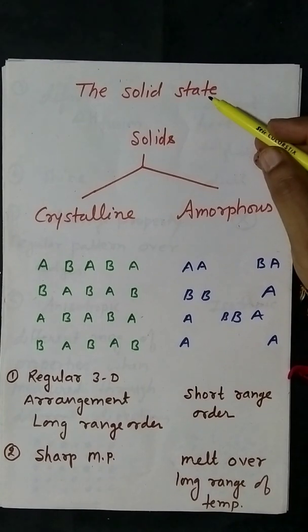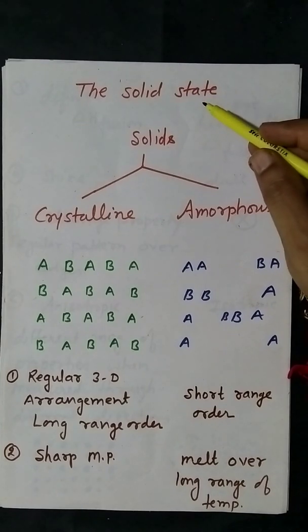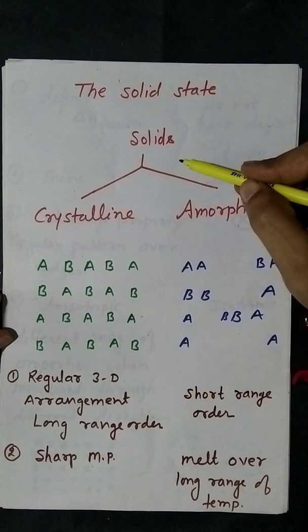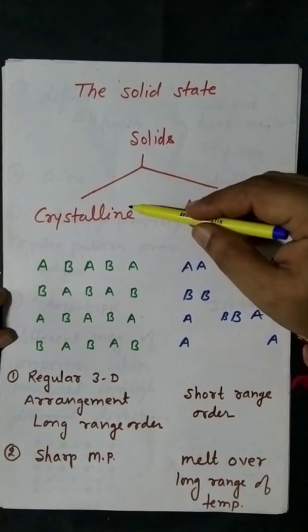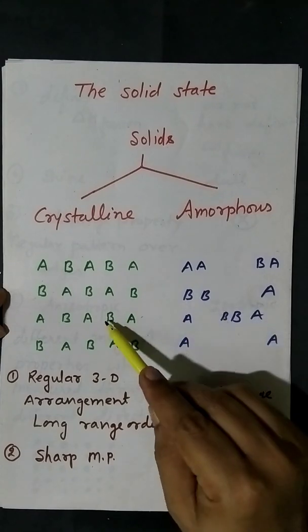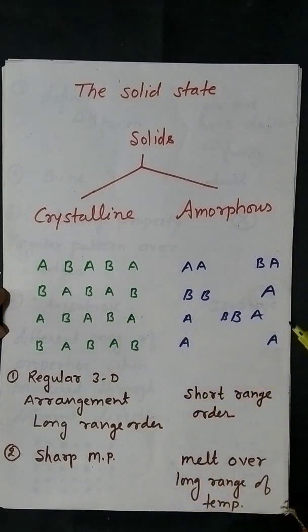How can we define solid? This is the state of matter which has definite shape as well as definite volume. Now you can divide solids into two categories: one is crystalline solid and the second is amorphous solid. You can see the difference between these two types of solid substances.